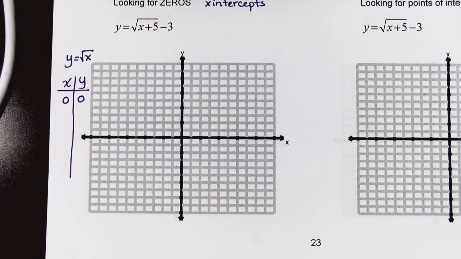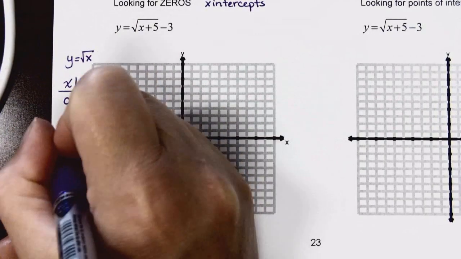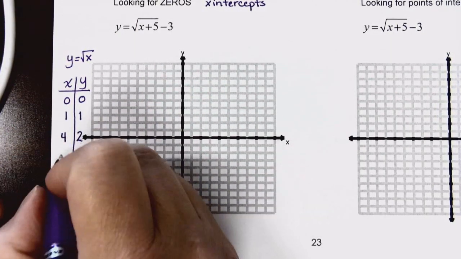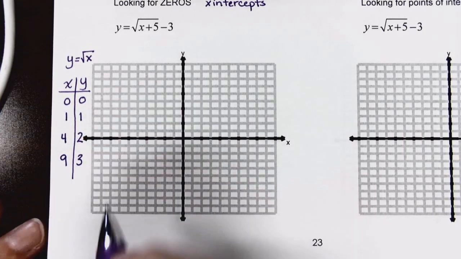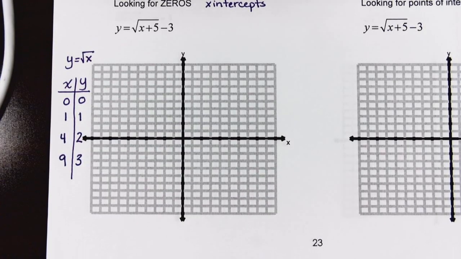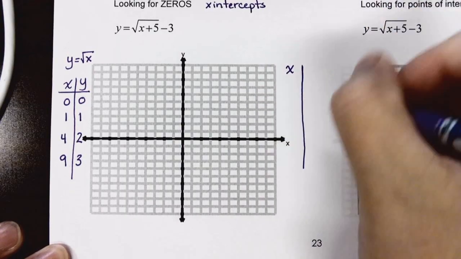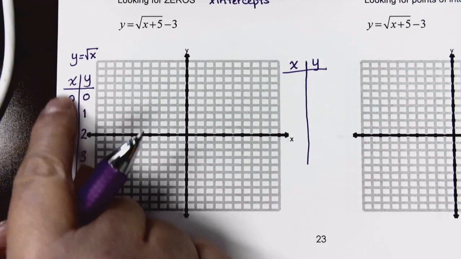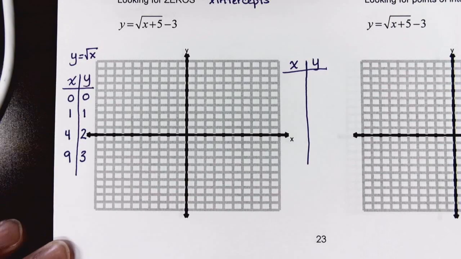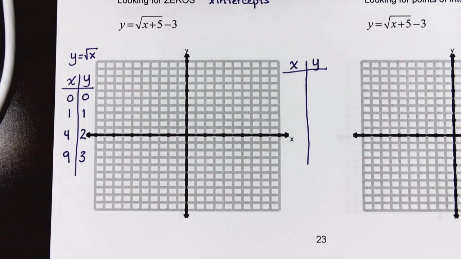And then what was my next value? 1. And then 4 and 2. And then what came after 4? 9. Right? That was our basic one. Easy peasy. Okay. So this table of values, we're going to use these x values as a guide so that it helps us. We're going to do transformations.